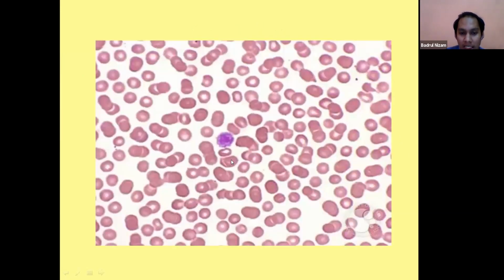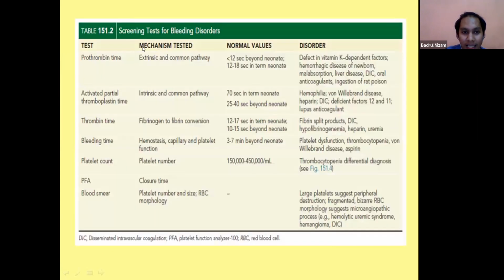Okay, so basically this is an example of the peripheral blood smear with a megakaryocyte. So you can see there. And this is the screening test for bleeding disorder that I just mentioned, with the specific disorder. Okay, you can read this later.